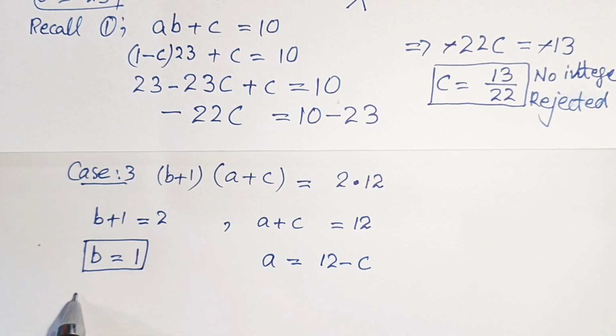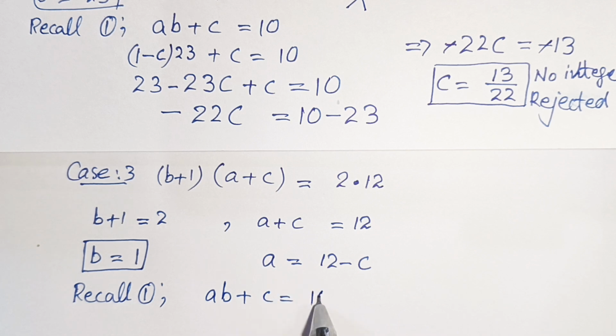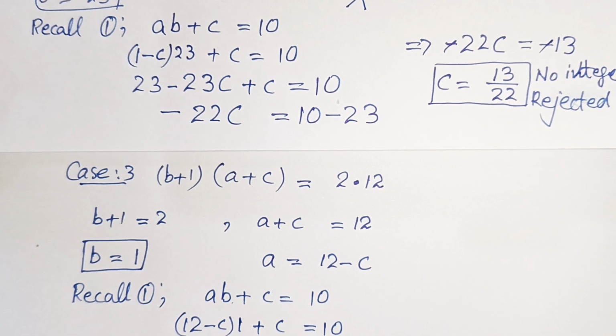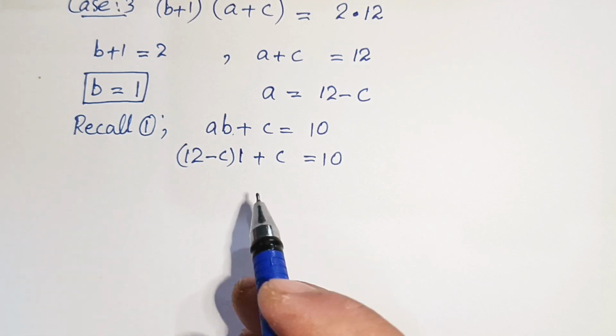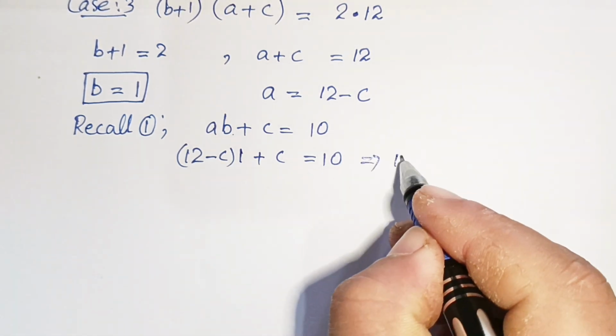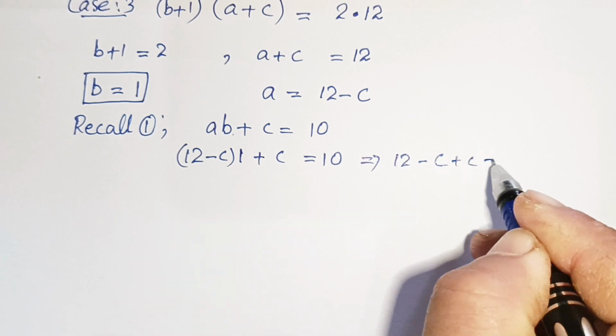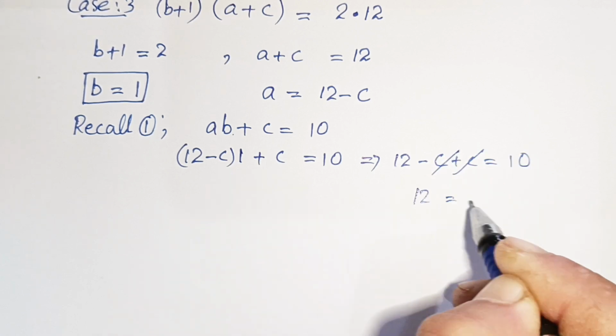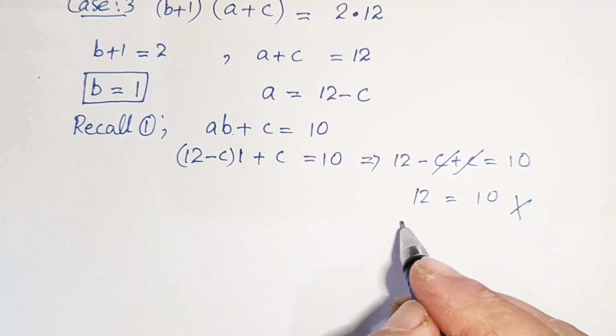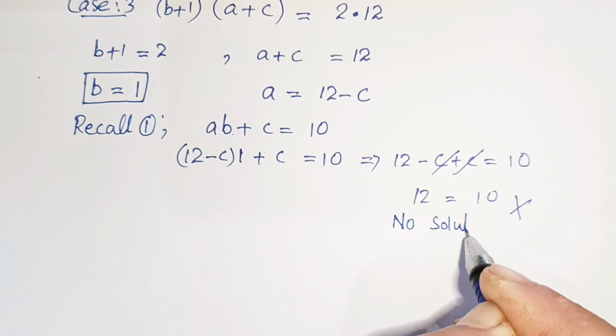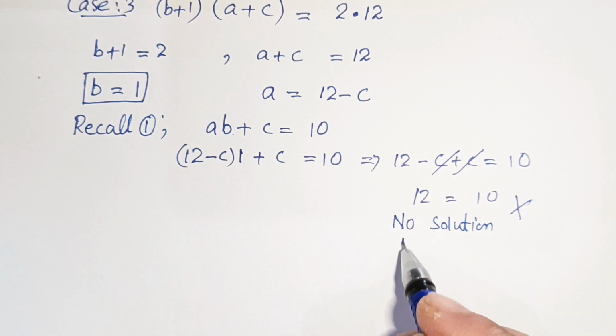Now here we are going to recall our equation 1 again. Equation 1 is ab + c = 10. Now putting the value of a, which is 12 − c, times b which is 1, plus c is equal to 10. Here we get 12 − c times 1 is 12 − c, plus c is equal to 10. Cancelling plus c and minus c, 12 is equal to 10. So there is no solution. Again this case is also rejected.